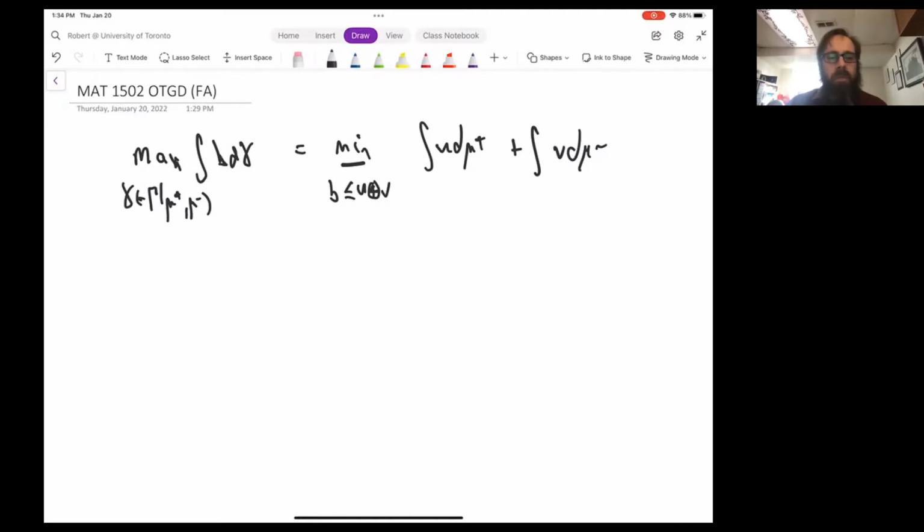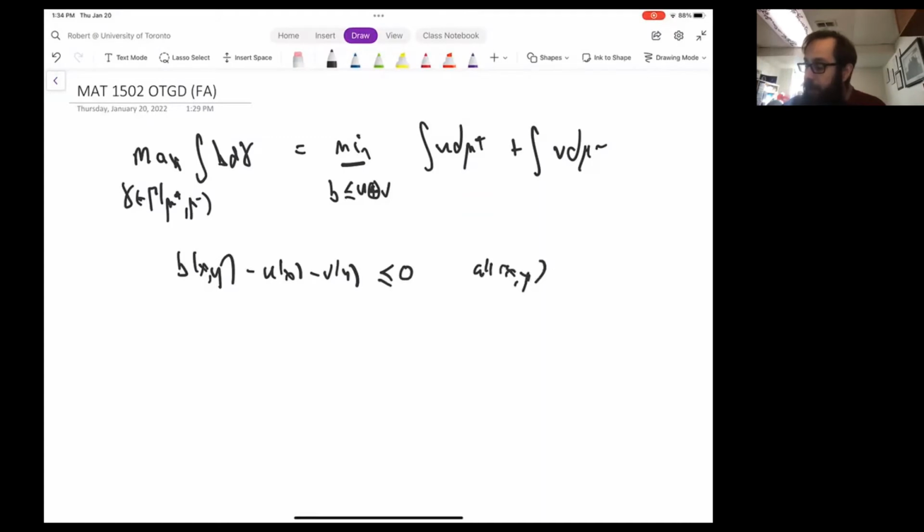One of the things we wanted to do, at the end of last class, we talked about how when you take the optimal solutions to these two problems, you have a non-positive function, b of x,y minus u of x minus v of y. And equality holds gamma almost everywhere. So this function is attaining its maximum gamma almost everywhere, so you should expect these calculus conditions to hold, right?